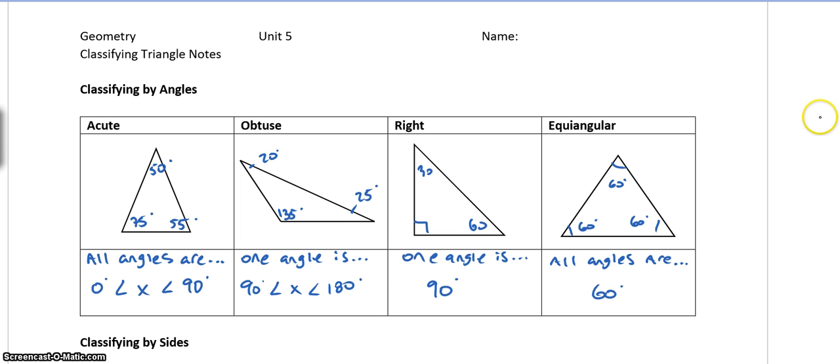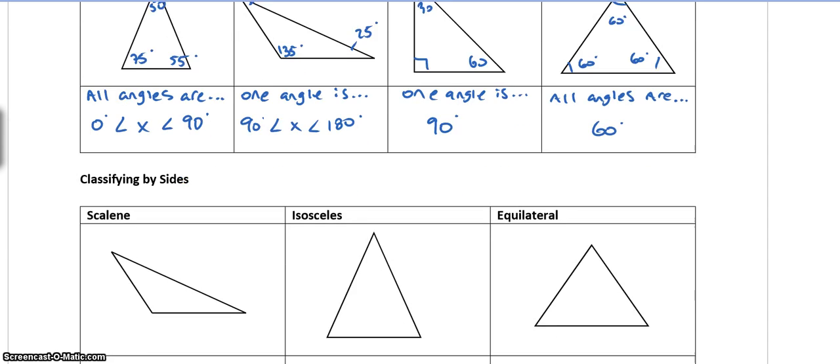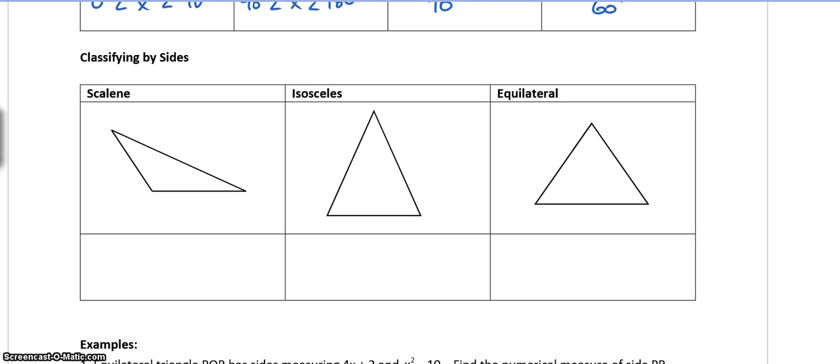Alright, so that's classifying by angles. So if I give you a picture of a triangle and say classify by angles, you're going to assign it one of those names. Alright, and then we've got classifying by sides. Now classifying by sides, there's only three types.